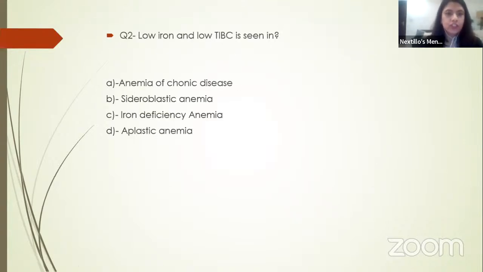Then the next question is: low iron and low TIBC is seen in, that is low iron and low total iron binding capacity of our body. Okay, so what will be the answer? The options are anemia of chronic disease, sideroblastic anemia, iron deficiency anemia, and aplastic anemia.